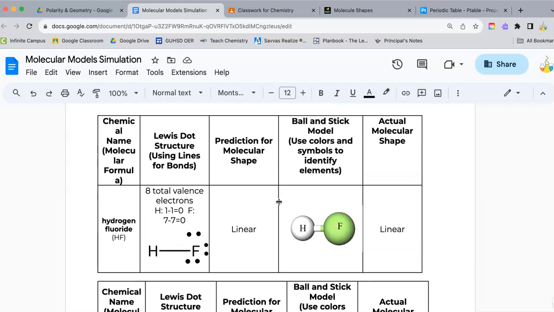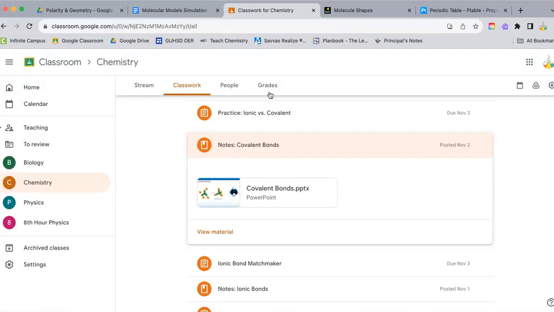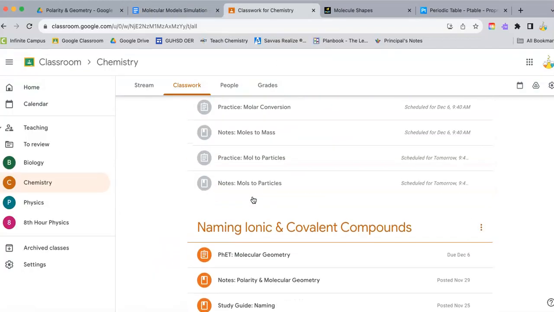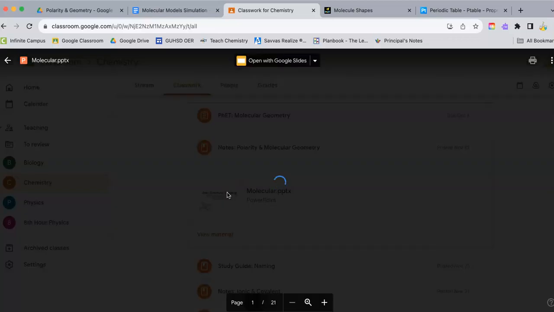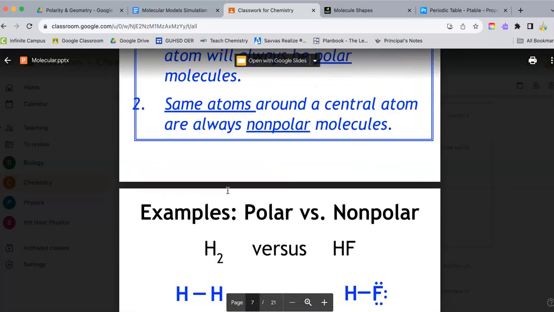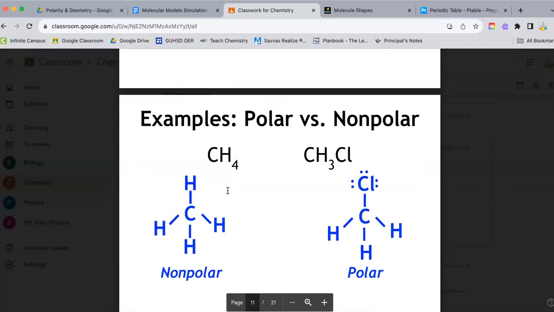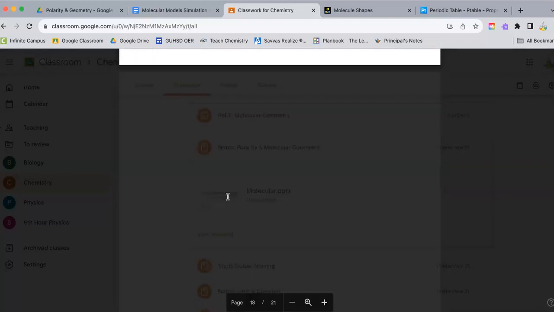shape. So, to go through this example, I have a Lewis dot structure. I have 2 elements in my structure. And if I don't know what my shape should be, I'm going to go back to my notes from last week on polarity and molecular geometry. Open them, and I'm going to scroll down to where we start talking about the molecular shapes.